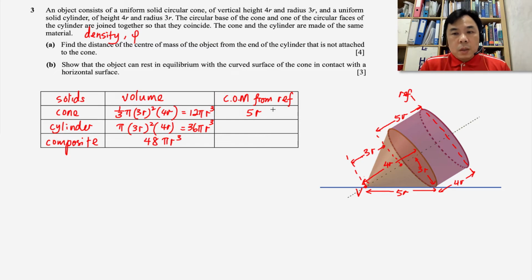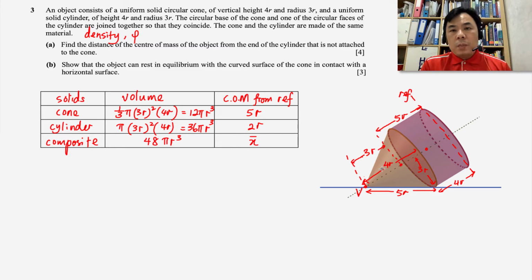So I hope that is clear. Next, for the cylinder, it is very obvious. It's just at the middle of the cylinder itself, which is 2r, measured from the reference line. So that is just 2r. And then the combined center of mass, we can label it anything you like. For instance, you just put it as x bar here. All right, and then basically we are done with the setup.